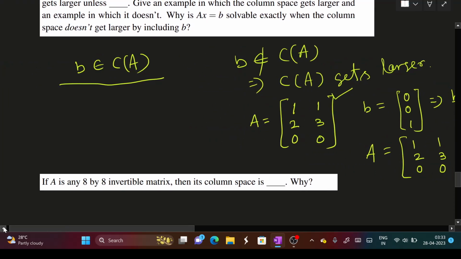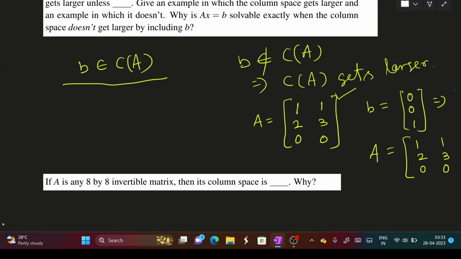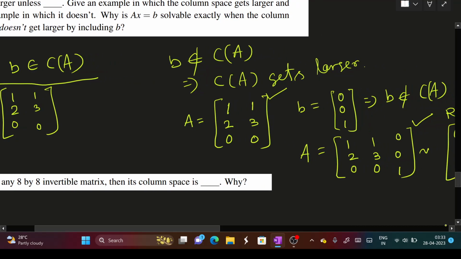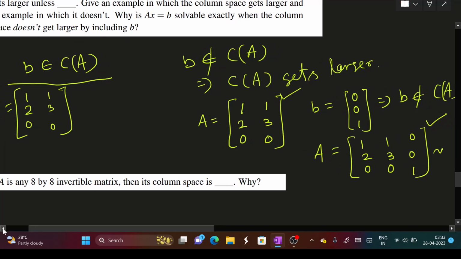But let us study this. B is equal to 1, 2, 0, 1, 3, 0. It is my A. What is the rank of A? It is 2, because after getting echelon form here, in this case, what are you getting? This we will get, we will study.